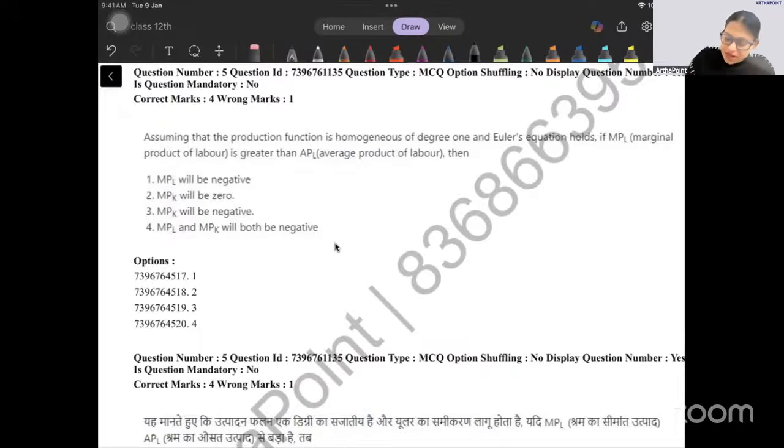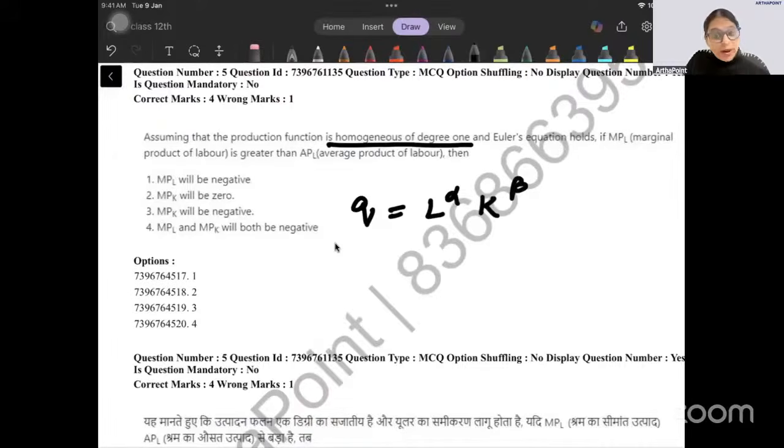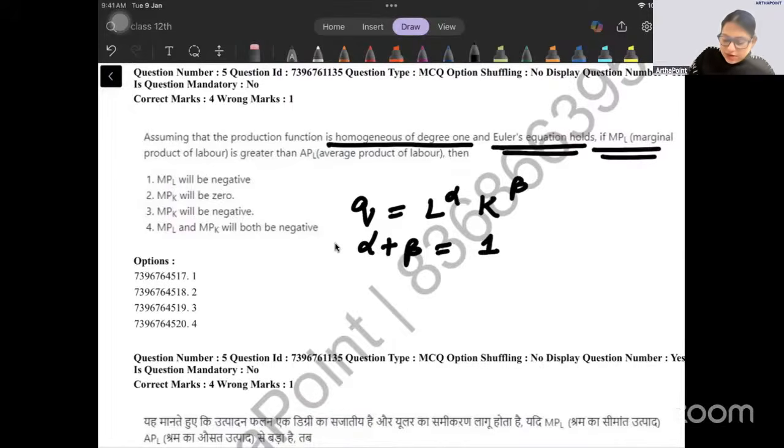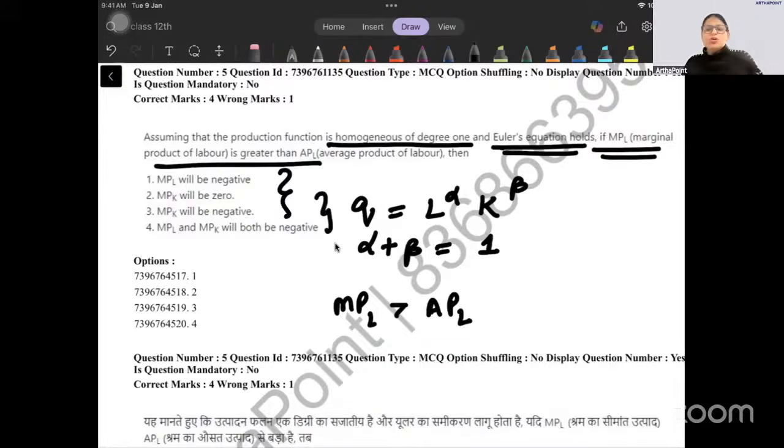Okay. Assuming that the production function is homogeneous of degree 1. So when I write Q is equal to L to the power alpha, K to the power beta, degree 1 homogeneity means alpha plus beta must be 1. And Euler's equation holds true. If marginal product of labor is greater than marginal product of capital, greater than average product of labor, then which of the following will be true?